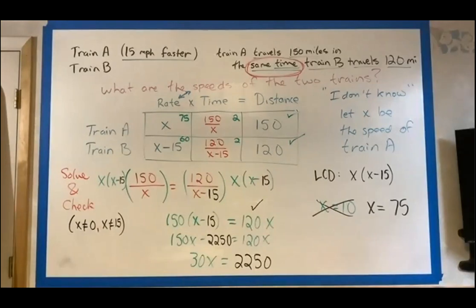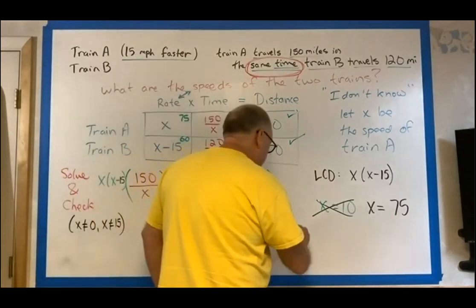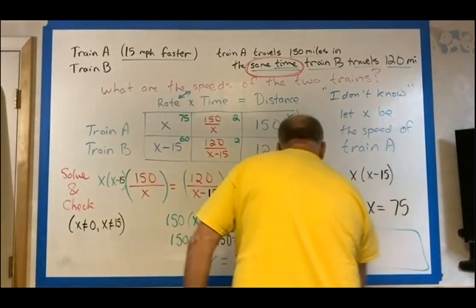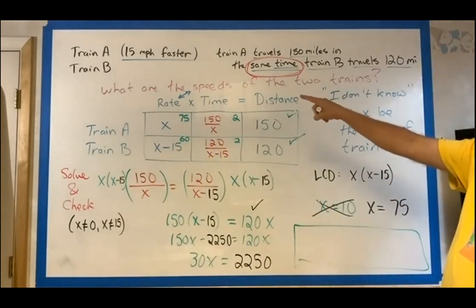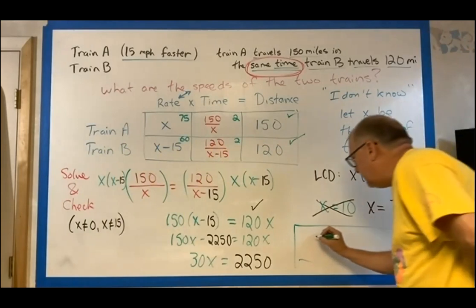Now you've done everything right. Don't get too proud of yourself. Answer the question. You're so proud that you did everything right, you just walk away. No, it's time to answer the question. You don't have to write a novel. You just have to answer the question. What are the speeds of the two trains? I'll just say it plainly.